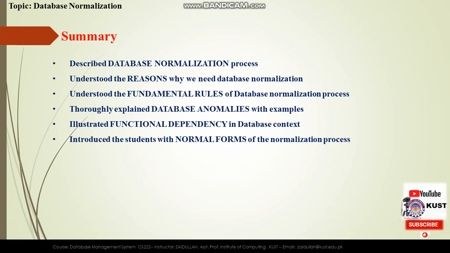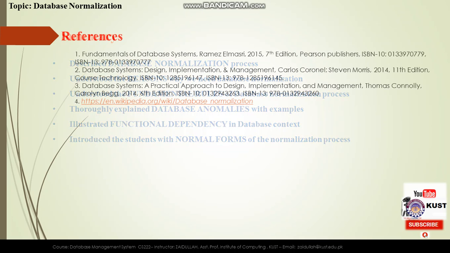So today's lecture summary is: what the database normalization process is, the reasons for it, why we need it, fundamental rules for it, anomalies with it, along with functional dependencies, and the last topic that we studied is different normal forms in the normalization process.